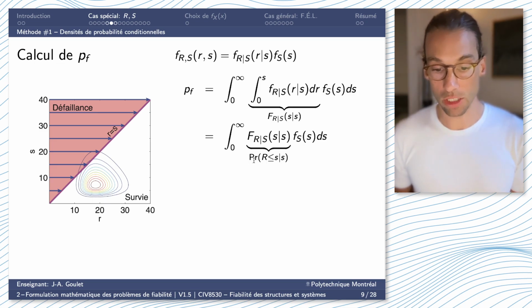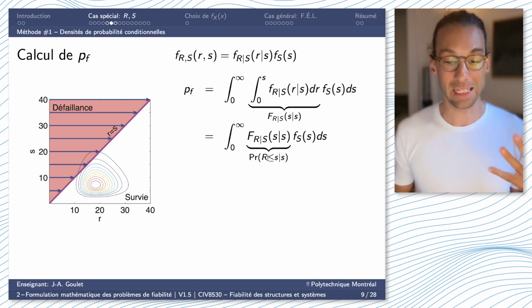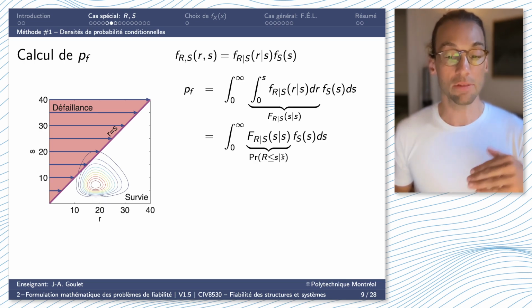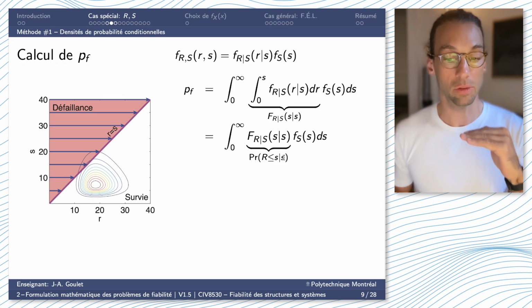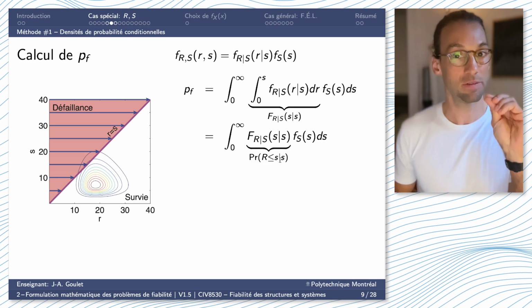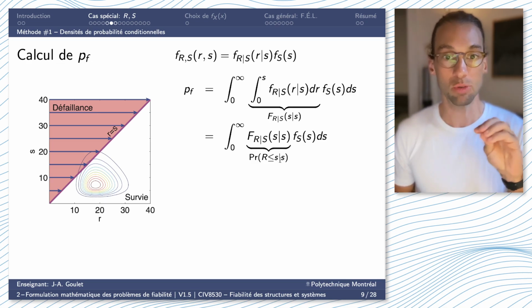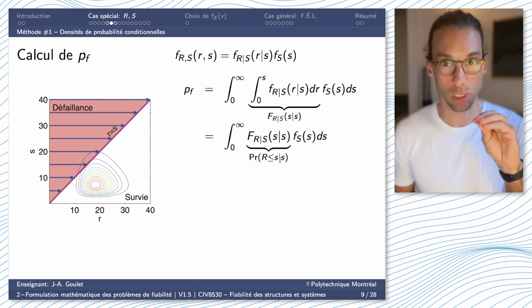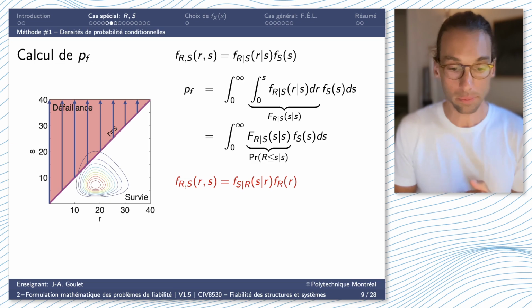And this represents the probability that the resistance is less than the solicitation, given a solicitation value, that is going to be weighted by the probability density of having that specific solicitation. Okay, that might be tricky. We're going to come back to another visualization in the following slide.